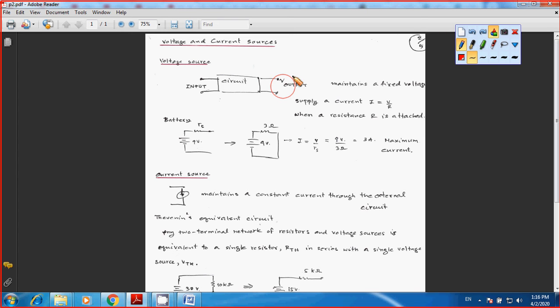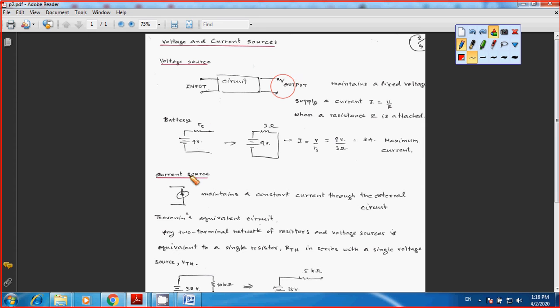For example, if you have an adapter for your laptop or your smartphone, you want to keep its output at 5 volts. When you connect that adapter to your smartphone or your laptop, you don't want the 5 volts to drop, because you want to supply 5 volts. So basically, to have the perfect voltage source, you want to maintain your output voltage fixed.